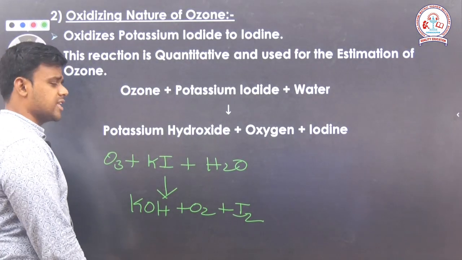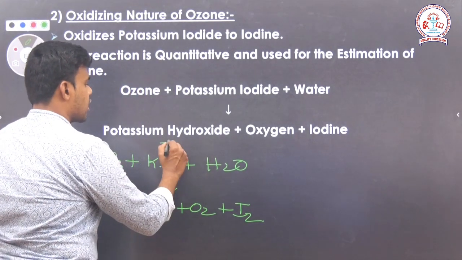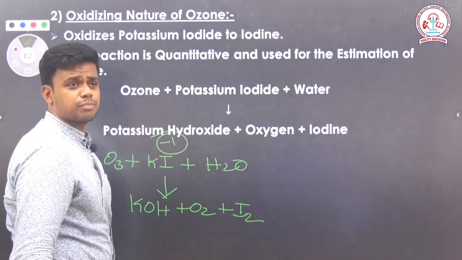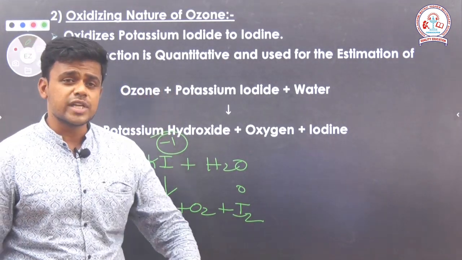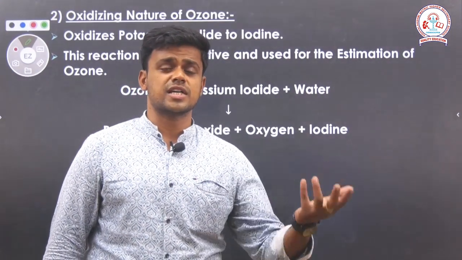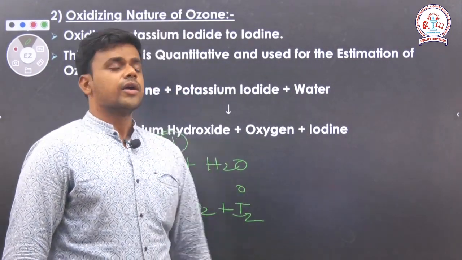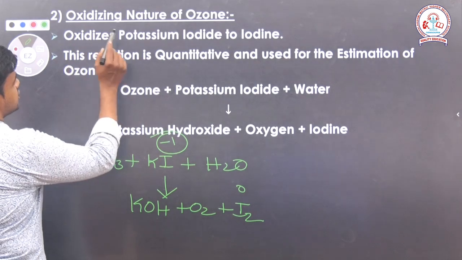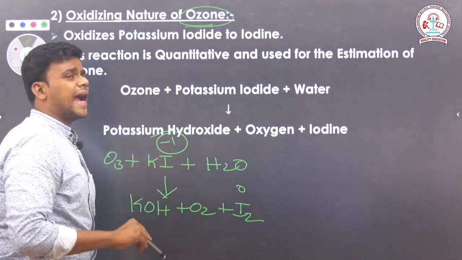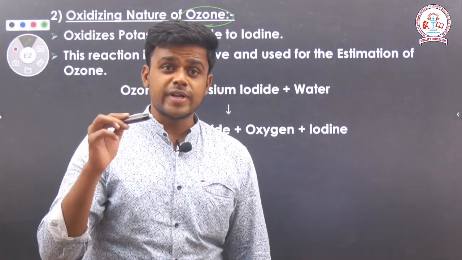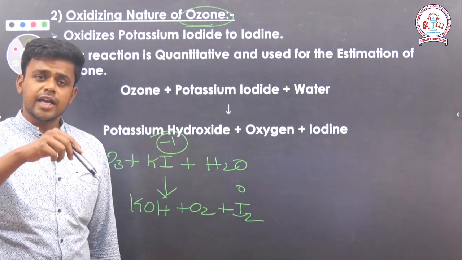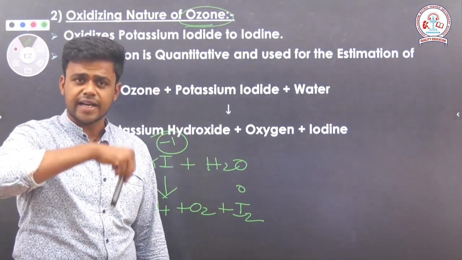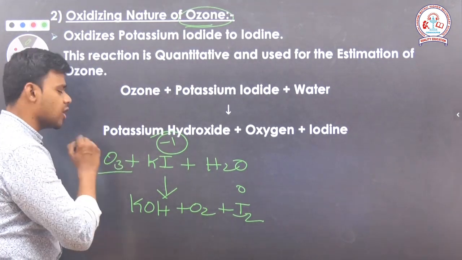What we need to check here is the oxidation state of iodine, which is -1 here and 0 here. So what happens? The charge increases. When the charge increases, it means oxidation, which means the ozone present here acts as an oxidizing agent. When something is an oxidizing agent, it will not undergo oxidation. Instead, it will oxidize the other substance which is reacting with it. So, here ozone is an oxidizing agent.